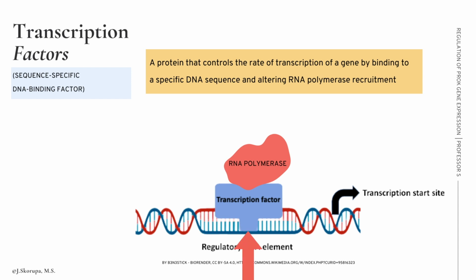Now, look at this image. We have the DNA double helix. It's uncoiled so that the transcription machinery can bind to it. Directly bound to the DNA is the transcription factor, and interacting with that is the RNA polymerase. Recall that RNA polymerase is the enzyme that reads the DNA to build the RNA transcript.